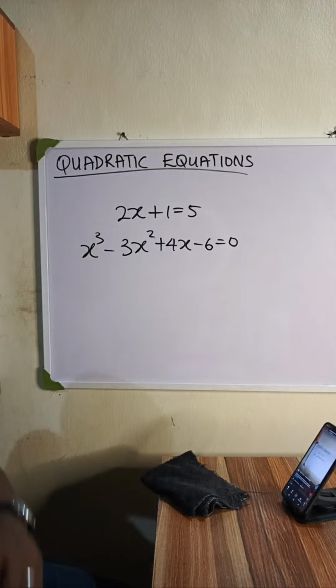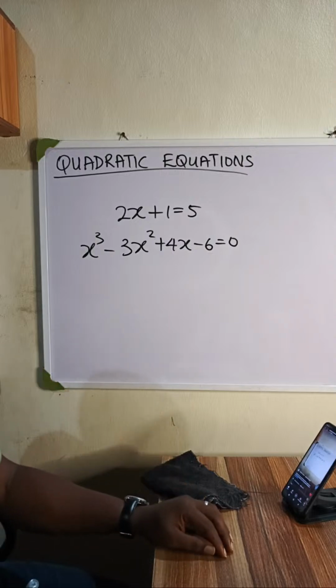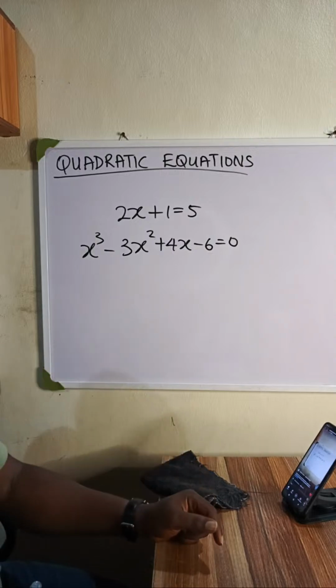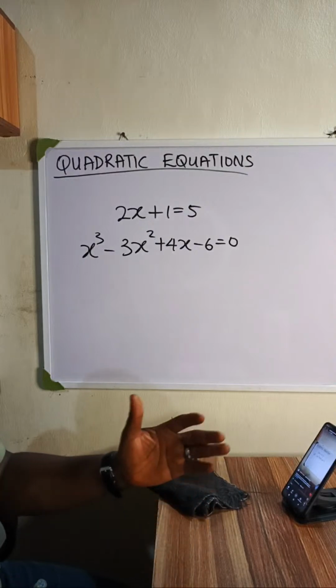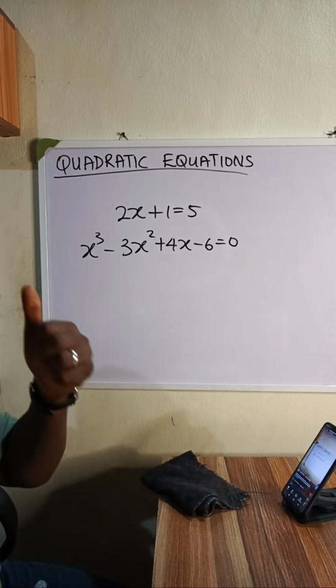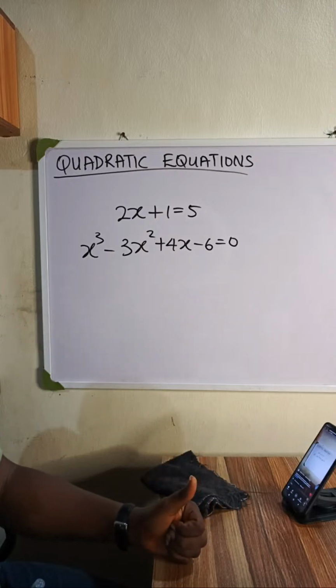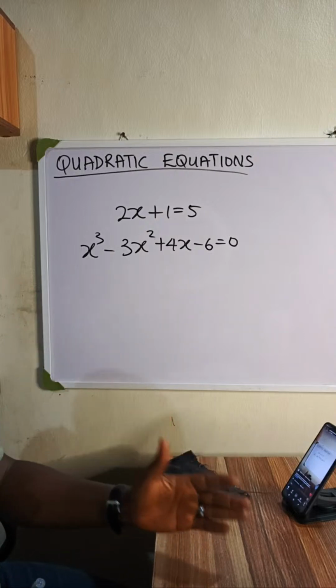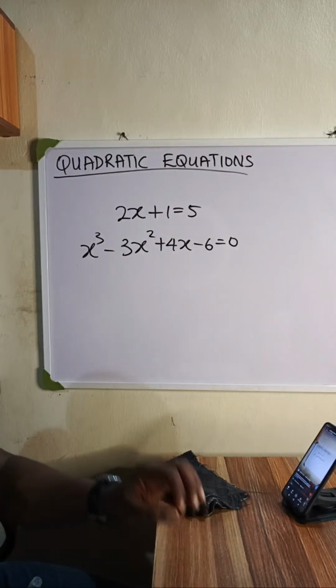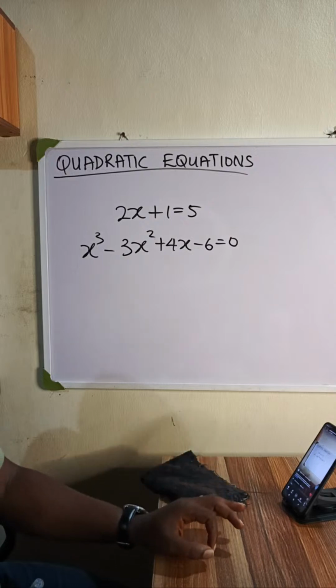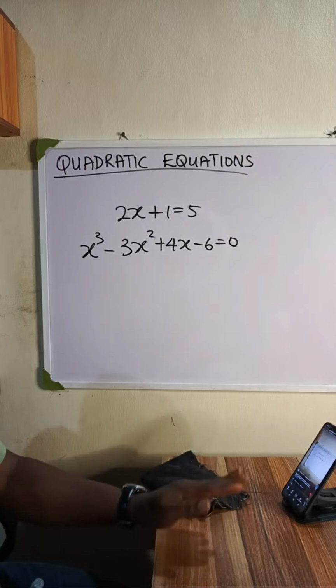So we looked at the different methods of solving quadratic equations. The first method we considered was the formula method. We still have two other methods, which are the factoring method and the completing the square method. So in today's class, we'll be considering the factoring method.